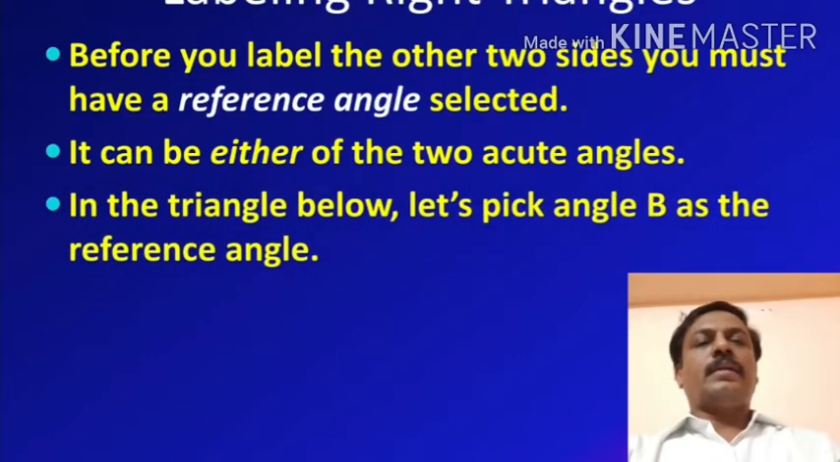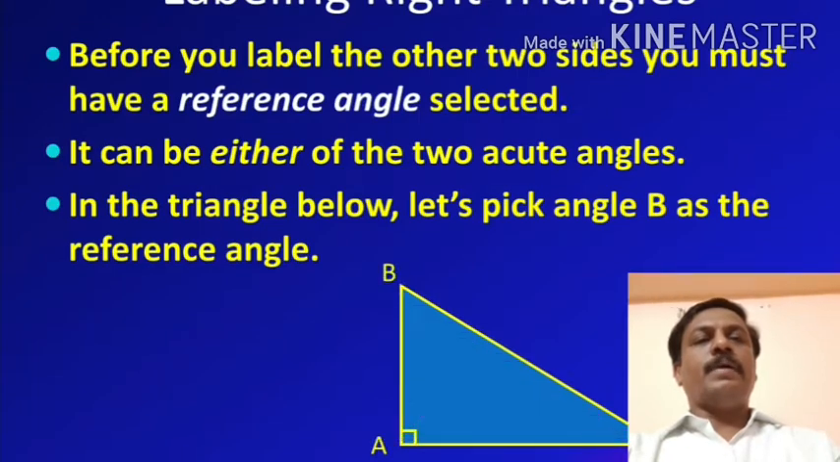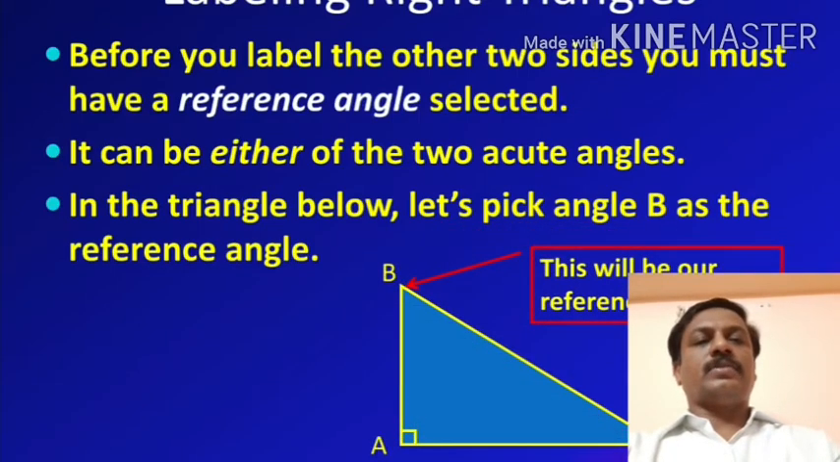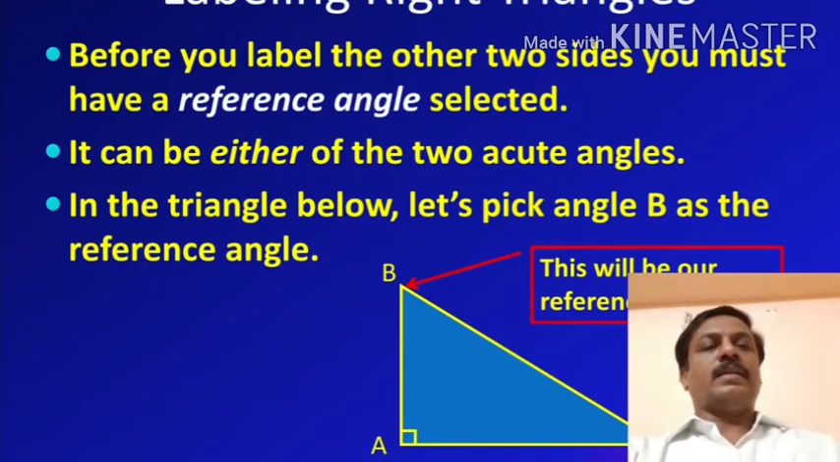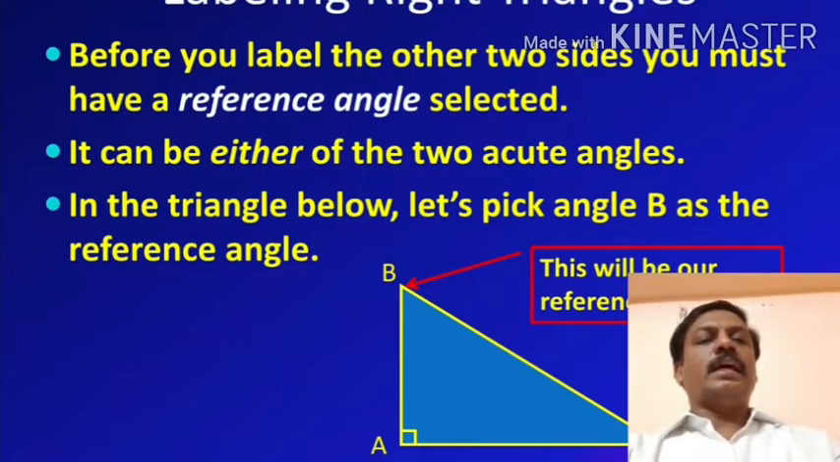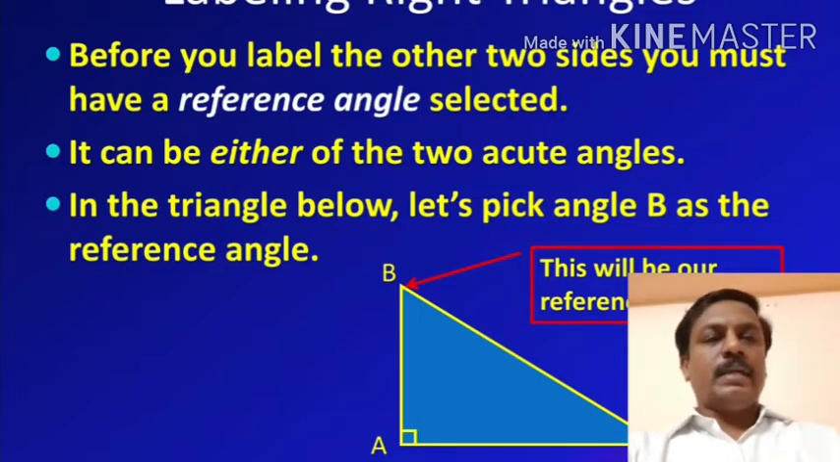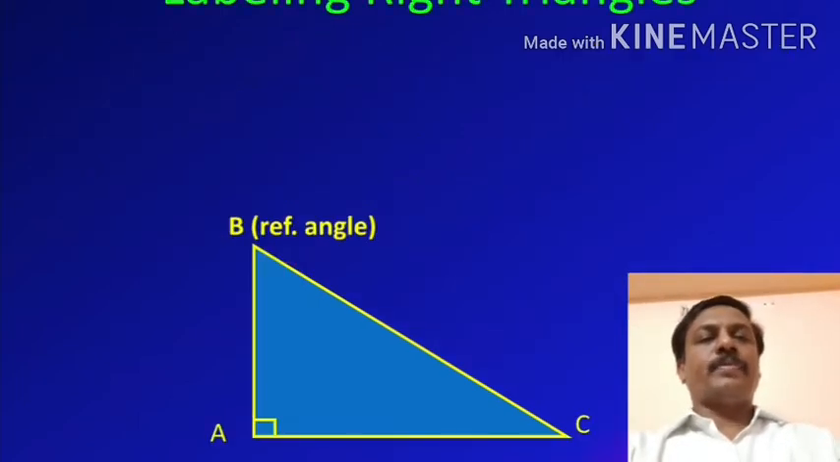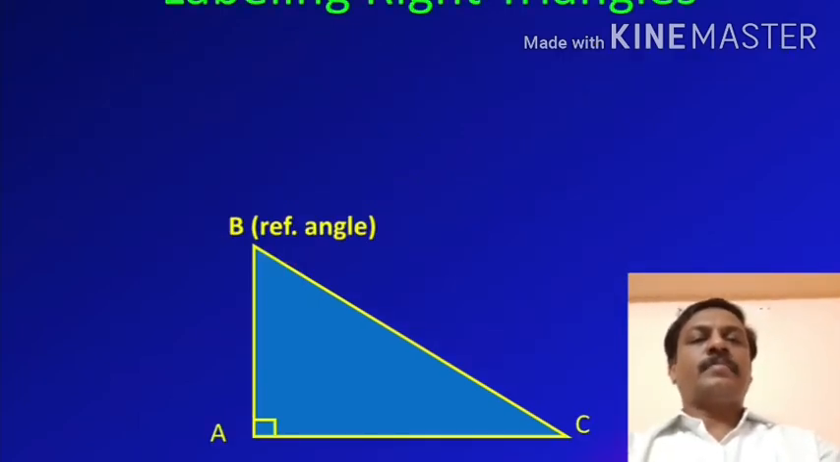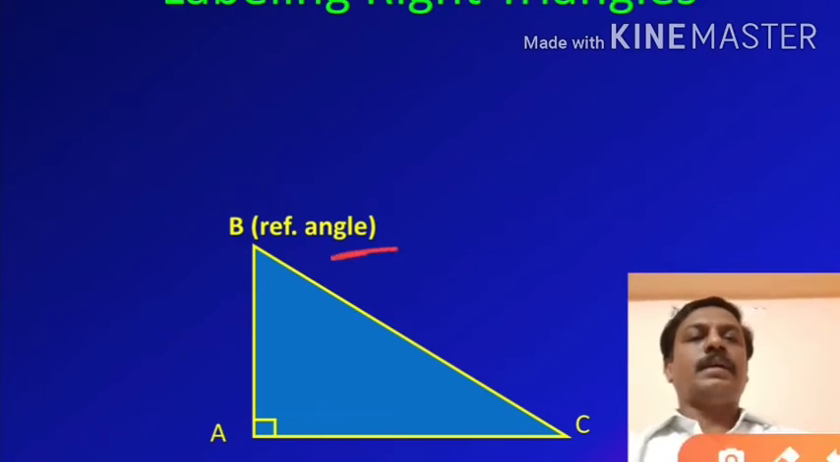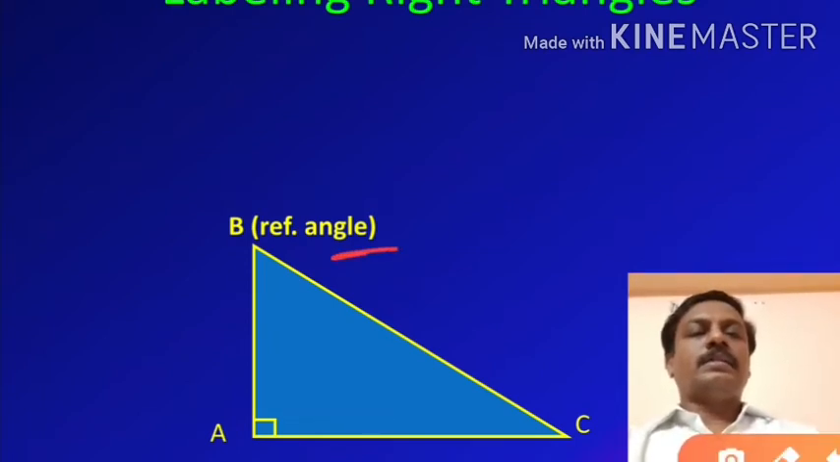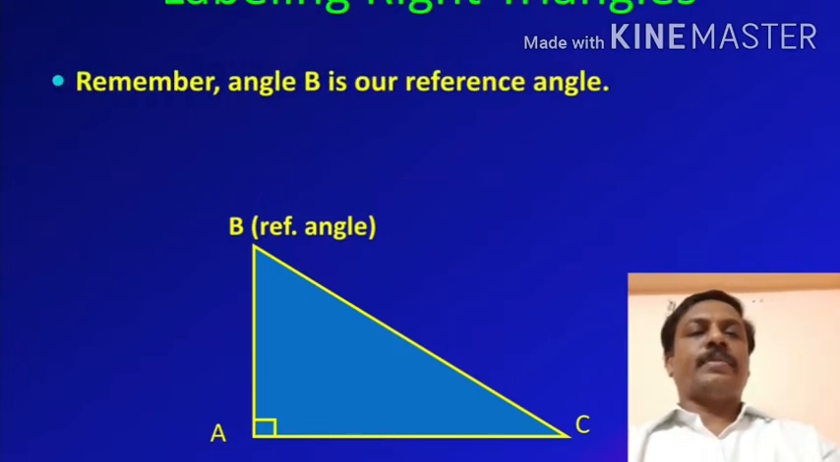Yes, in the right triangle below, let us pick angle B as the reference angle. So here we take angle B as the reference angle. So if you take B as the reference angle, then the side across B, or the side opposite to this angle B, is called opposite side. Okay, now B is the reference angle. The side opposite to this reference angle is called opposite side.